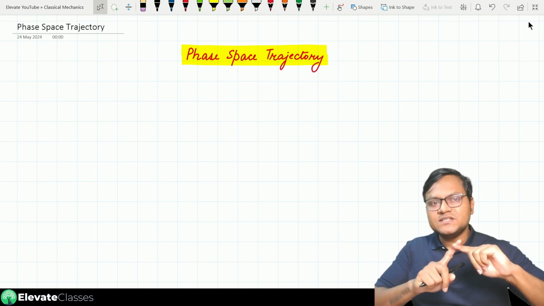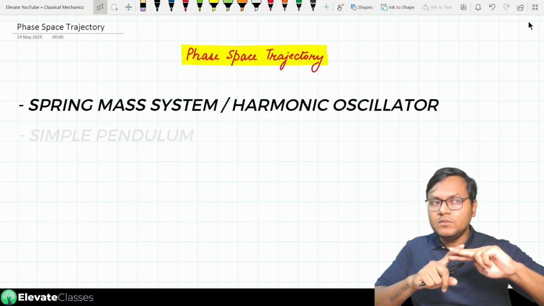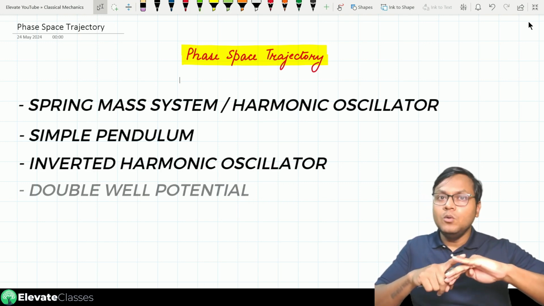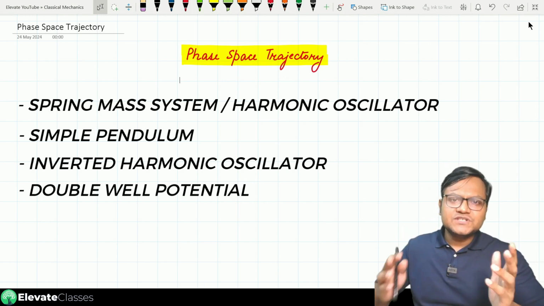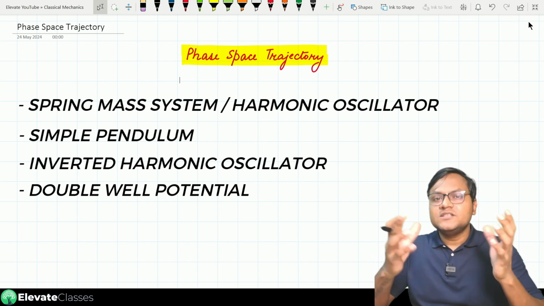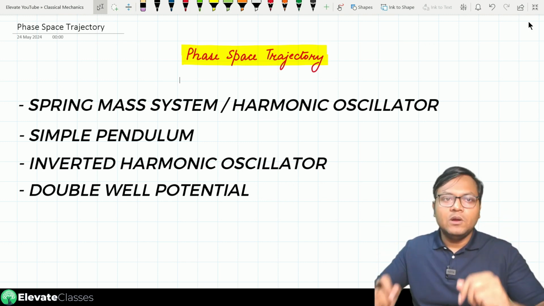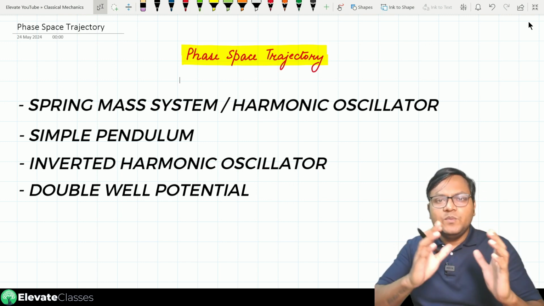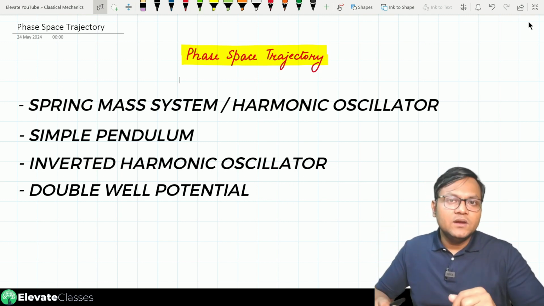One is a spring mass system, another is a simple pendulum, another is the inverted well potential and one is a double well potential. Now ये जो systems हैं इसको शायद आपने usually देखा होगा and you probably would have studied these systems, especially spring mass system हो गया या फिर simple pendulum हो गया. You're familiar with these systems. But what about the phase space trajectory of these particular systems?